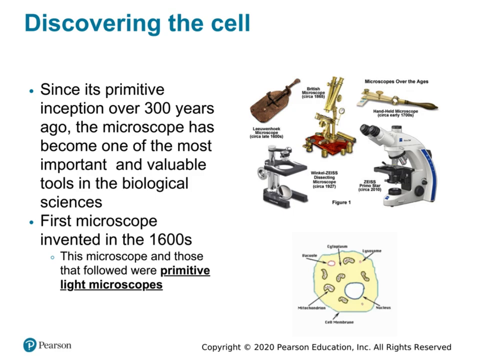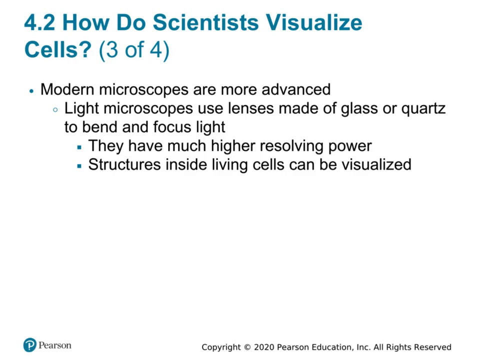In over 300 years, we have made great leaps and bounds in developing important tools and adding to the biological sciences, mainly by making microscopes better. While the first microscopes were invented in the 1600s, we've made leaps and bounds since then. Modern microscopes, of course, are more advanced. Light microscopes now use lenses made of glass or quartz. They bend and focus light, they have better resolving power, so you can see the many levels of cells or tissues or specimens. We can even see structures inside living cells.